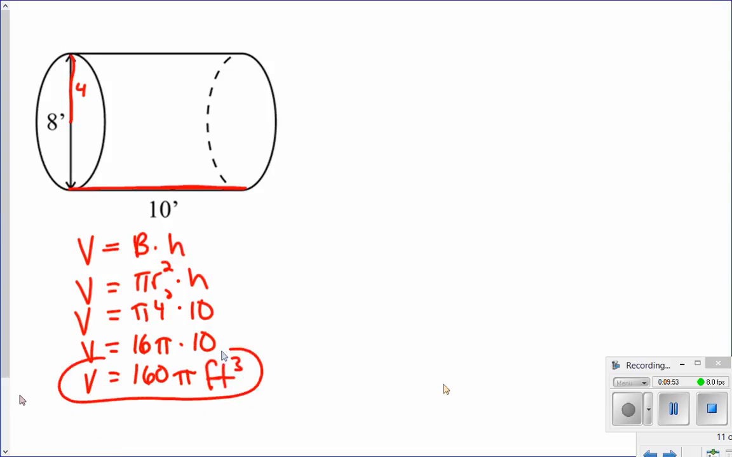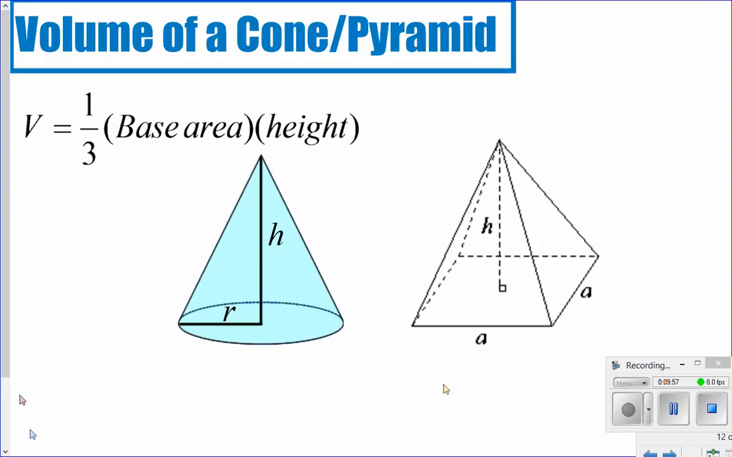Okay, so now we're going to take a look at the volume of a cone and also the volume of a pyramid. Our formula for the volume of either of those, cone or pyramid, is 1/3 the base area times the height, or 1/3 capital B times H. So we have that same formula that's going to work for both the cone and the pyramid.